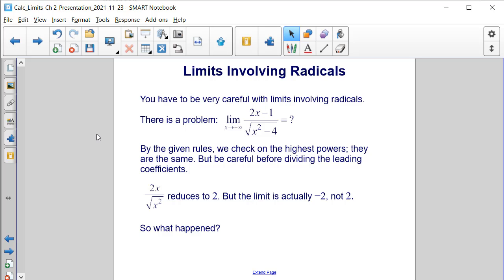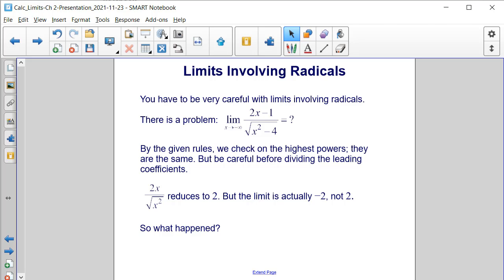By the given rules, we first check for the highest powers and they're the same, because the square root of x squared is x. So we would have 2x over the square root of x squared. It reduces to 2. But the limit is actually negative 2, not 2.